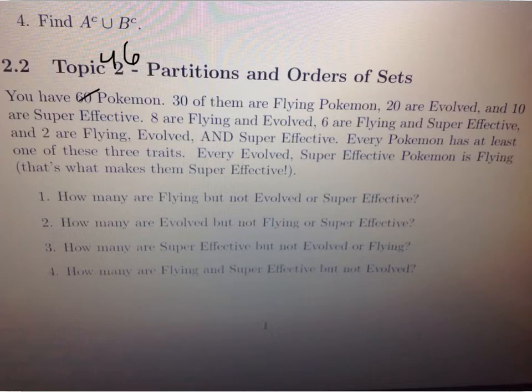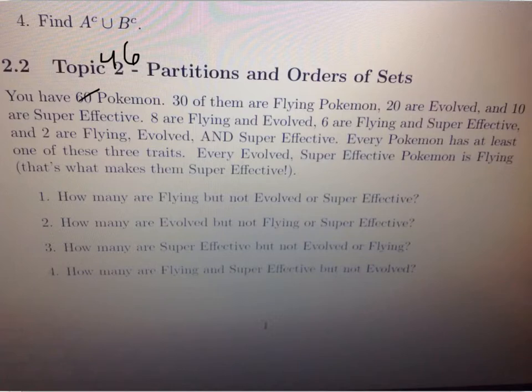8 are flying and evolved, 6 are flying and super effective, and 2 have all 3 traits. Every Pokemon has at least one of these 3 traits, and every evolved super effective Pokemon is also flying. That's what makes them super effective. So I'm going to just fill the whole Venn diagram before I worry about the questions.